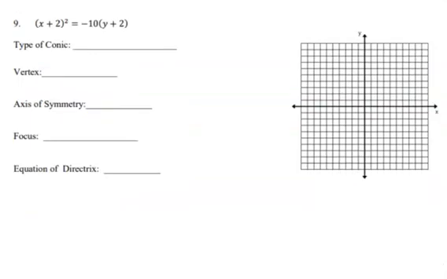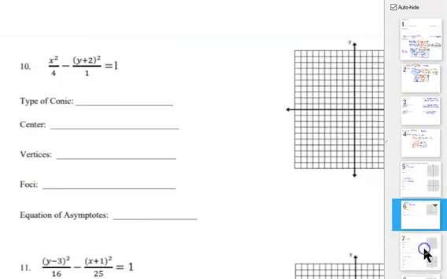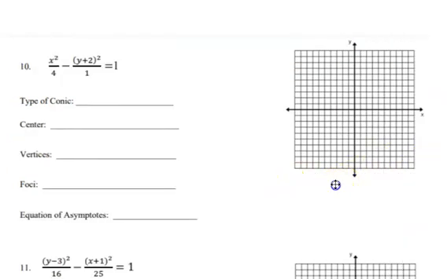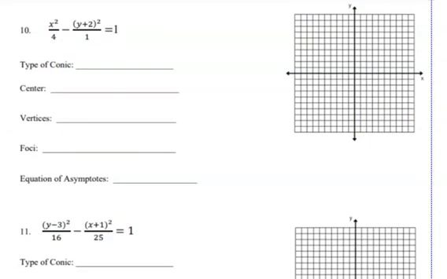If we look at number 9, this is a parabola. So how do I know it's a parabola? Well, because only one of them is squared. We just got an x squared, and it's on the left. So this is when they're in standard form. And this is the way it'll be on the test as well. All of the graphing ones will already be in standard form.